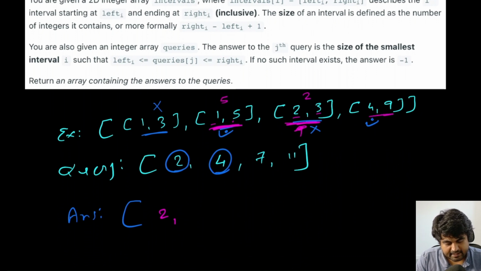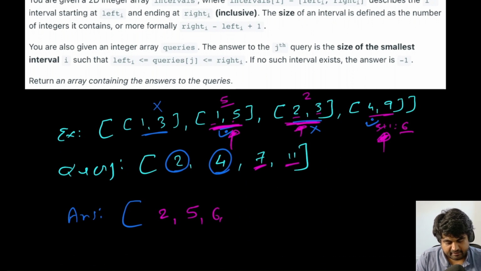Over here the size is going to be 9 minus 4, that is 5, plus 1. So the size is going to be 6. So once again, this is the smaller interval and the size of the smaller interval is 5. So we are going to return 5 as the answer. Same way for 7, there is only one interval that contains 7. So basically we need to return the size of it, which is 6.